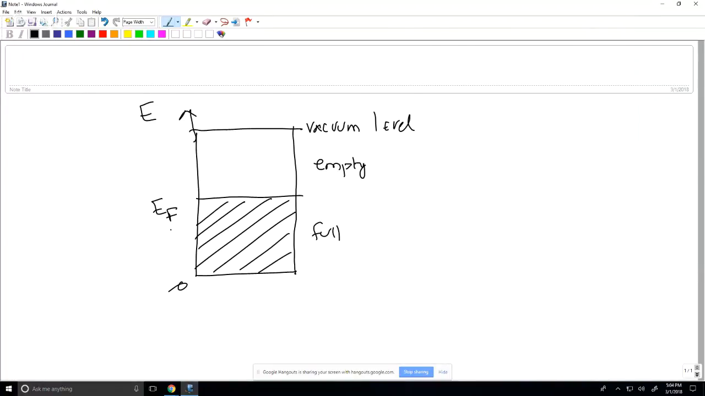This energy which I have marked EF is very important. It's called the Fermi energy, and the concept of Fermi energy will run throughout this course.